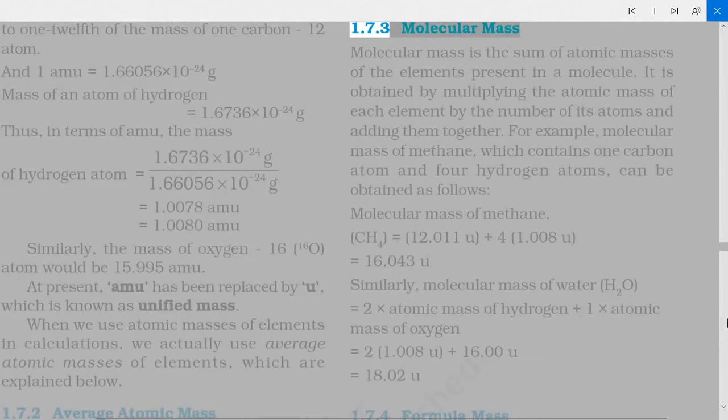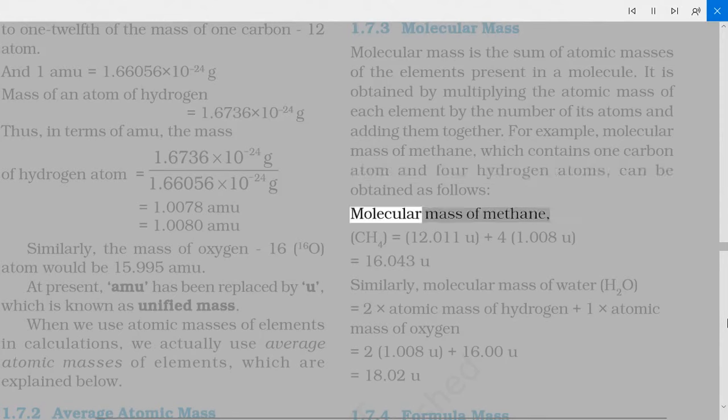1.7.2 Molecular mass. Molecular mass is the sum of atomic masses of the elements present in a molecule. It is obtained by multiplying the atomic mass of each element by the number of its atoms and adding them together. For example, molecular mass of methane, which contains one carbon atom and four hydrogen atoms, can be obtained as follows.